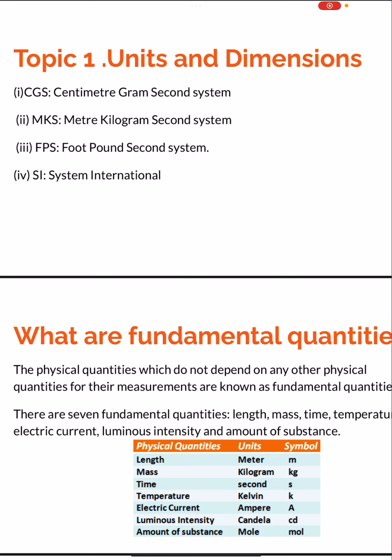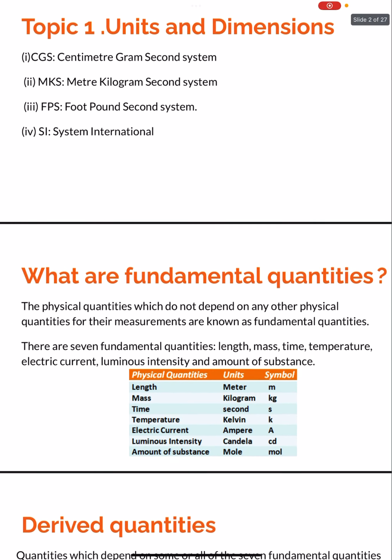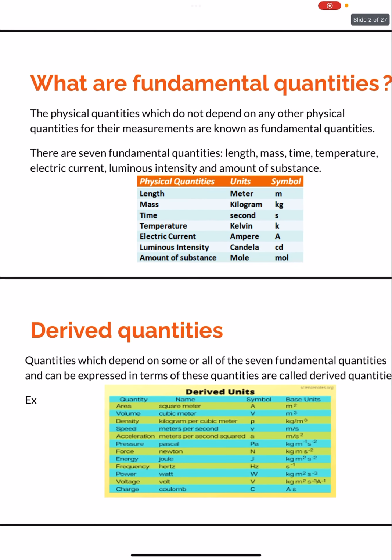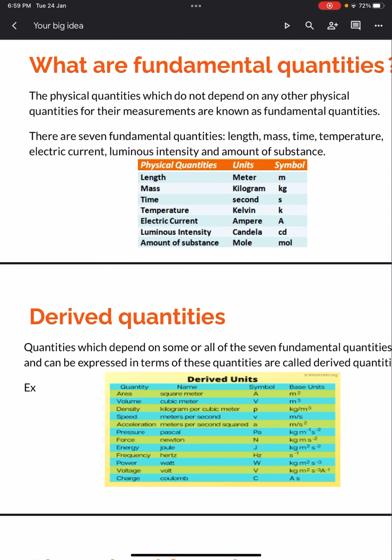We often come across certain quantities in physics, and those quantities are either fundamental quantities or derived quantities. So, what are fundamental quantities? The quantities which do not depend on any other physical quantity for their measurements are known as fundamental quantities. So, there are in all seven fundamental quantities.